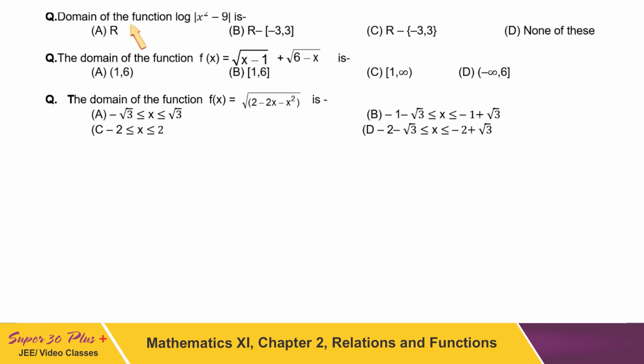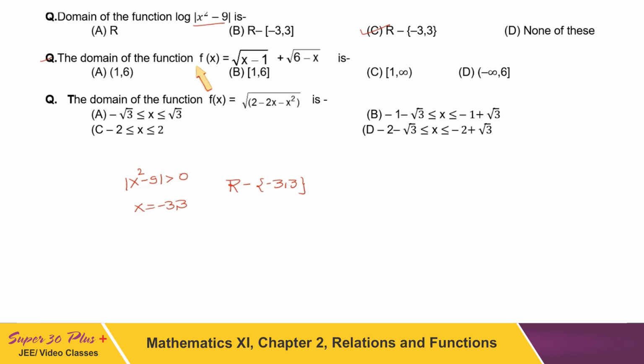Domain of the function log of |x square minus 9|. As we know, log is defined for all positive numbers, meaning |x square minus 9| should be greater than 0. Mod is always positive as we know, but at x equals minus 3 and 3 it will be 0. So the domain of the function will be all real numbers except minus 3 and 3. Option number 3, C, is correct.